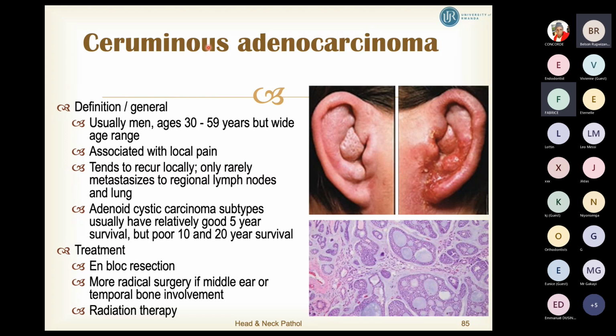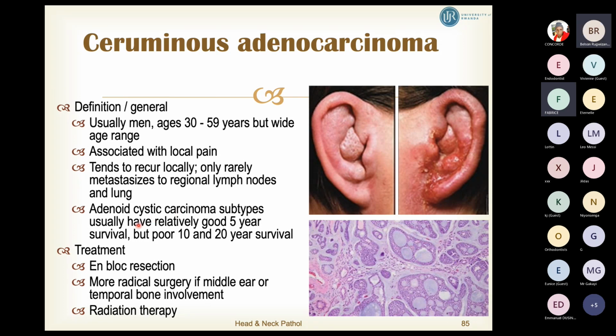So usually affecting men, you see the edge, and they have a local pain. It tends to recur locally, but it metastasizes very rarely. So meaning that it is not very aggressive. So it looks like an adenoid cystic carcinoma. Even here on the histology, where we have small cysts, angarimo, these are cysts. Then you have cells around there, which have black nuclei.